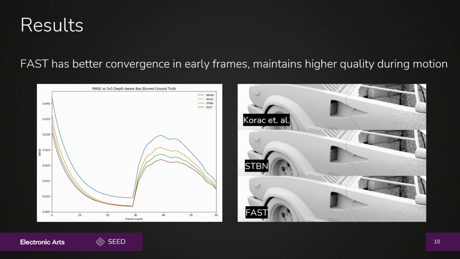And finally, I'd like to talk about a more challenging example with motion, which I think is somewhere where FAST is really helpful. So we compared with white noise as a baseline. That's this line in blue on the left. We compared with 2 recent implementations of this type of spatio-temporal noise, so one by Korac et al. from this past year, and spatio-temporal blue noise. And the experiment is the following. So we have this model of a car in which we're doing ray traced ambient occlusion.